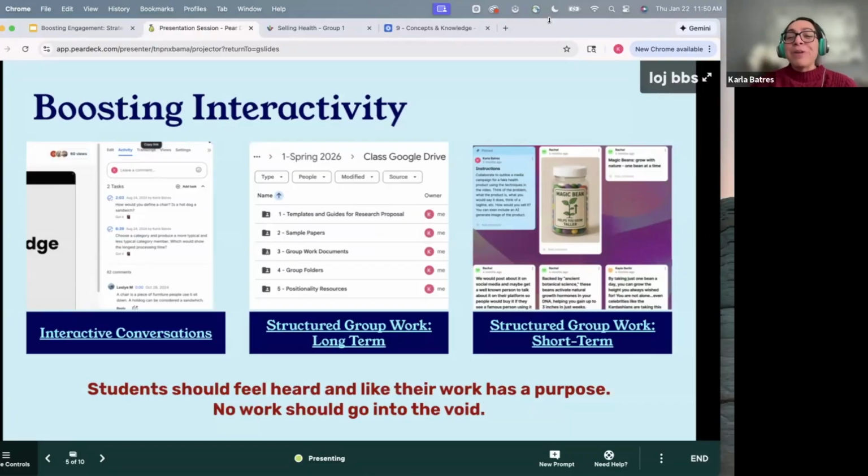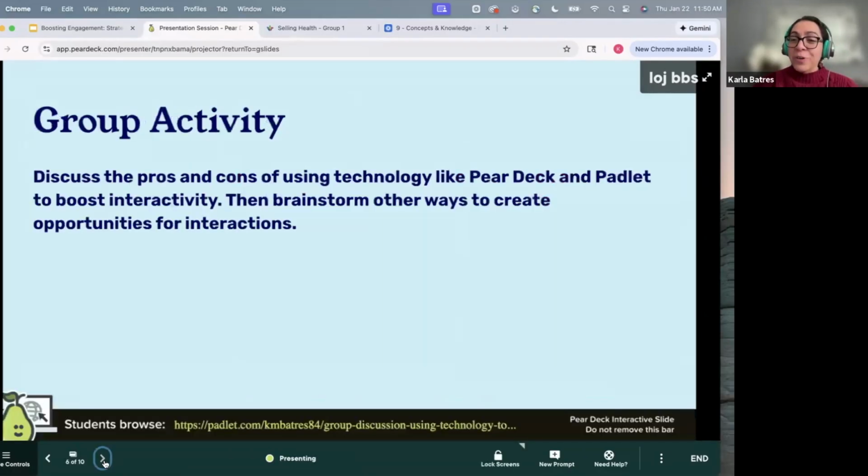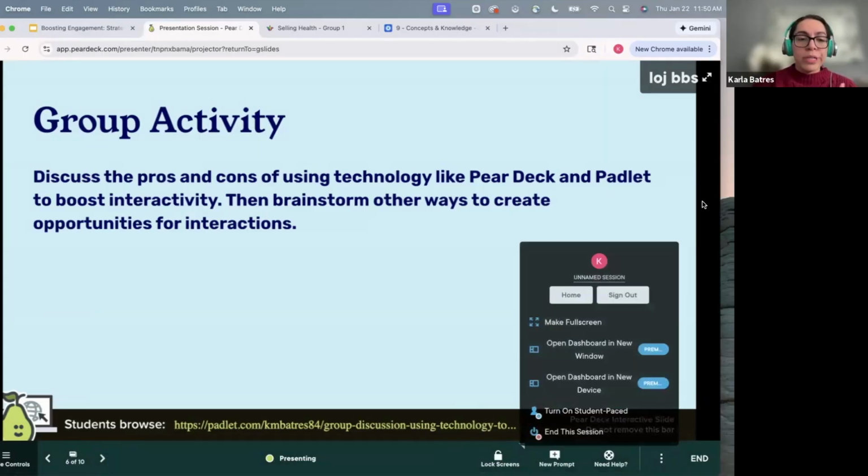Okay. So to give you the experience of working in a group on Padlet, I am going to put you into breakout rooms and have you work in a group on Padlet for a few minutes. So there is a link to the Padlet there. I'm going to put you into groups. And what I want you to do is to discuss the pros and cons of using technology like Pear Deck and Padlet to boost interactivity, because I'm telling you all the positives, but we know that there are downsides, right? So what do you think some of the cons are? And then see if you can think of other ways to create opportunities for interactions.